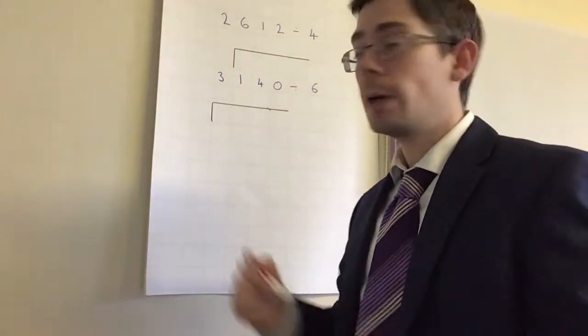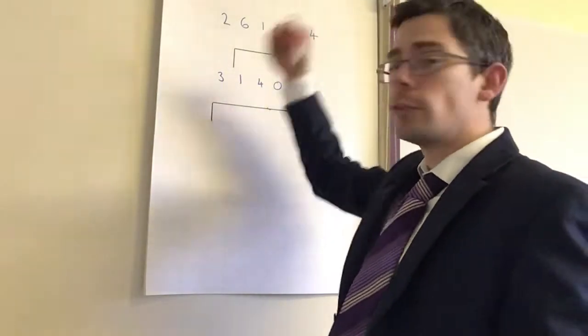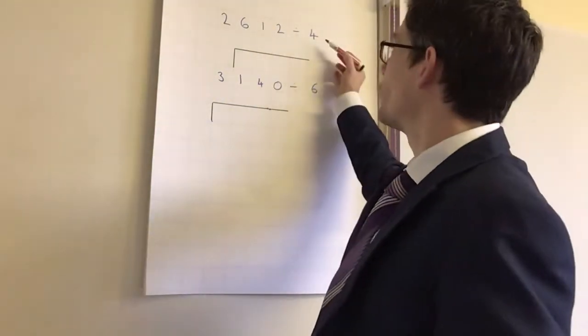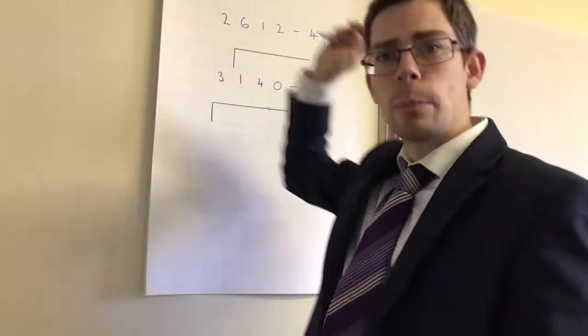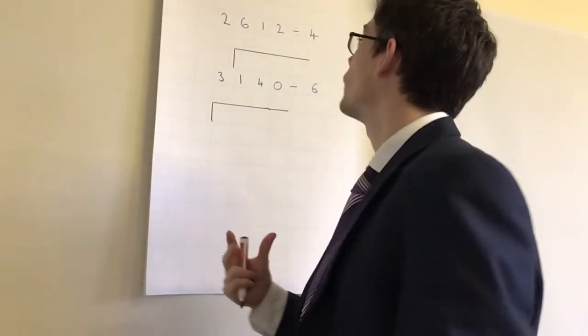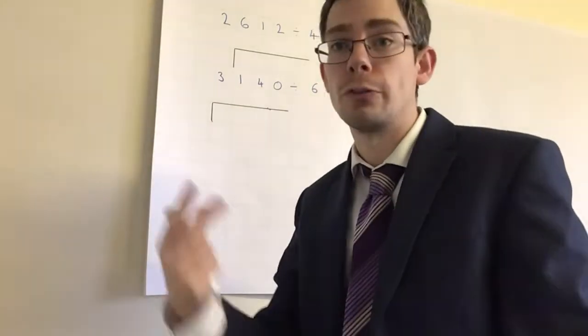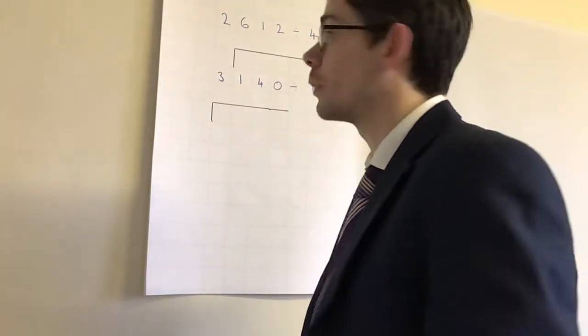So with division we're looking at how many groups of something go into the total. So in my first question, 2,612 divided by 4, I'm looking at how many times 4 goes into 2,612, or how many groups of 4 there are in 2,612.